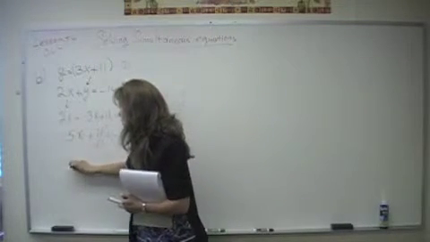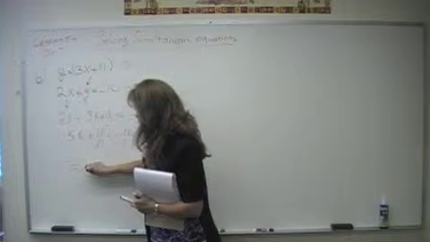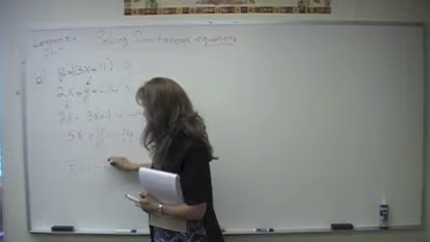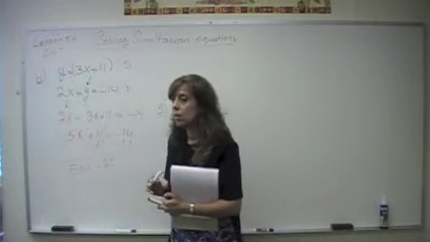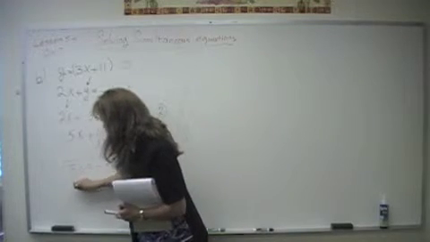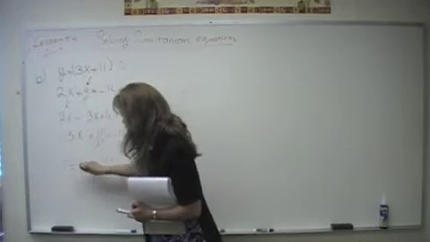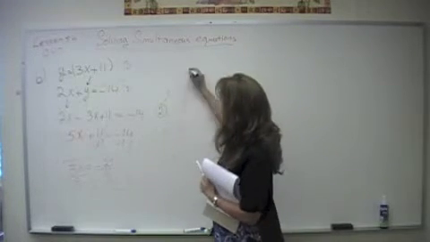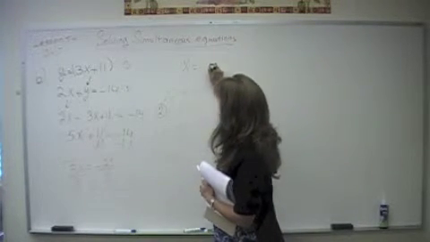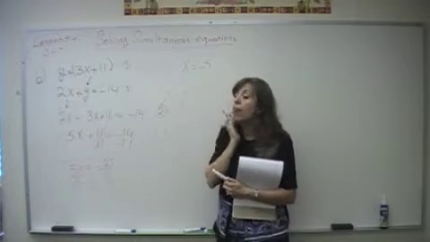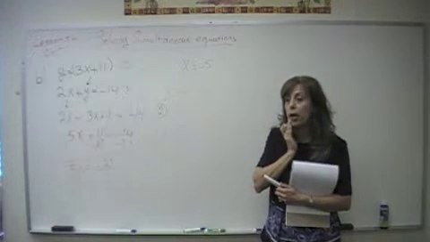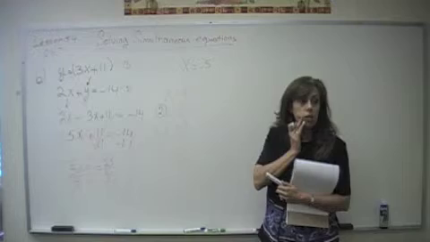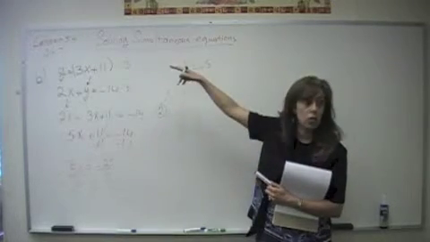So I have 5x equals negative 25. Divide both sides by 5, and x will be negative 5. I still did not find the value of y. How can I do that? Put the negative 5, substitute it in the first equation.